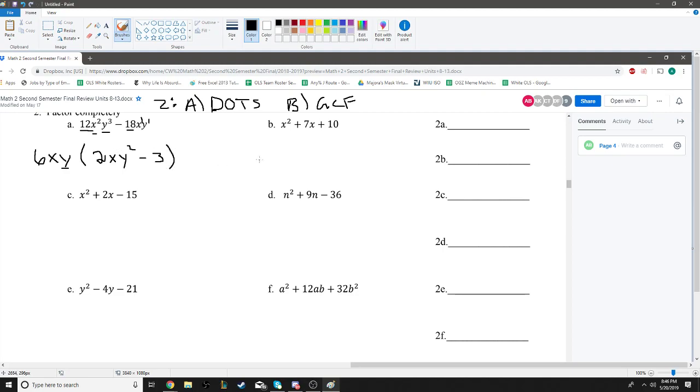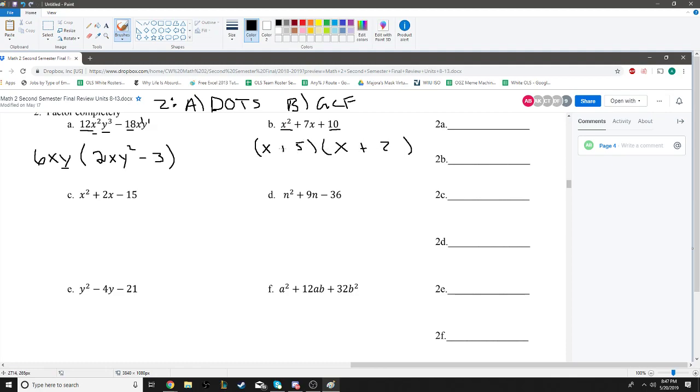That's done. Okay. The other thing that we have, if there are 3 terms, we just guess and check. Okay. The front 2 need to multiply to be the front number. So the only things that multiply to be x squared are x and x. And things that multiply to be 10 are 5 and 2.